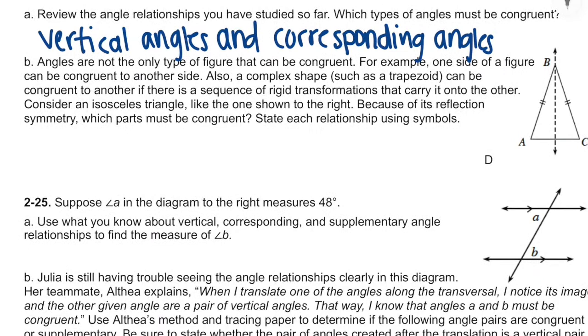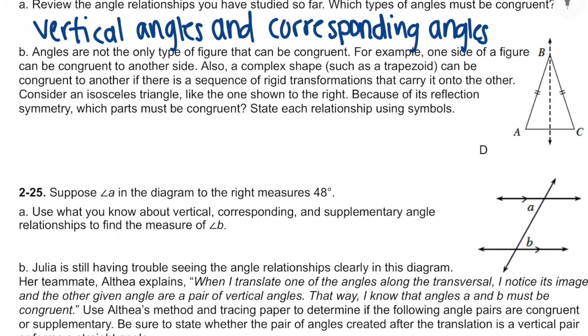So part B says, angles are not the only type of figure that can be congruent. And we kind of already talked about that just a little bit. It says, for example, one side of a figure can be congruent to another side. Also, a complex shape, such as a trapezoid, can be congruent to another if there is a sequence of rigid transformations that carry it onto the other. So like translation, rotation, reflection. Consider an isosceles triangle like the one shown to the right. Because of its reflection symmetry, what parts must be congruent? So they already kind of tell us here, these pieces are, so let's write that out.